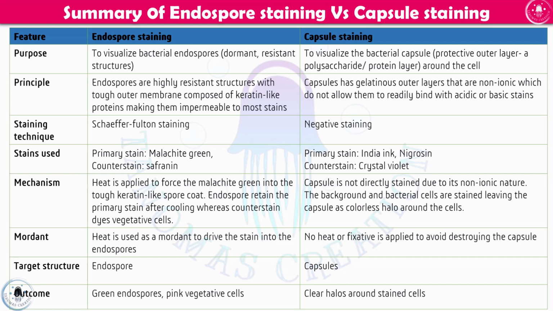Now, for the target structure, in endospore staining it is the endospore, and in capsule staining it is obviously the capsule. And what are the outcomes? For endospore staining, the endospores will appear green, whereas the vegetative cells will appear pink. In capsule staining, we can see clear halos around the stained cells. So this is the quick recap of endospore staining versus capsule staining.